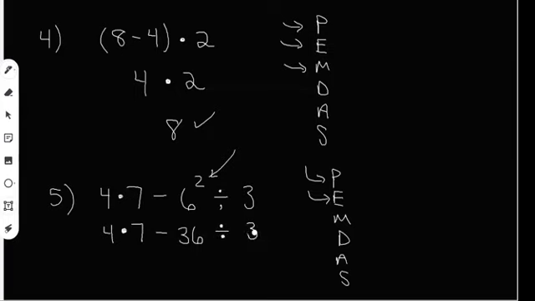I just bring all that stuff down, and then I move on to the next step, which is multiplication. So now we're ready to multiply. What can we multiply together? Well, we can multiply the 4 times 7, right? We get 28. But then I have to bring down the rest of the stuff.